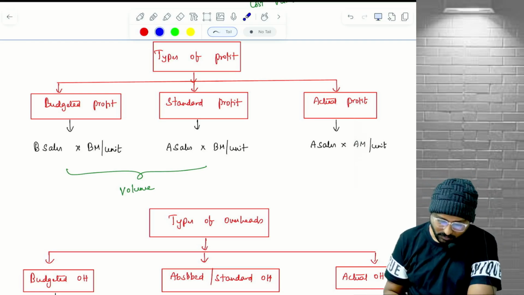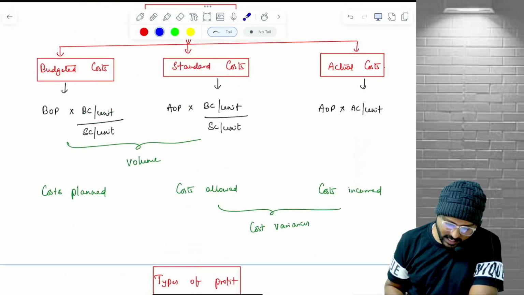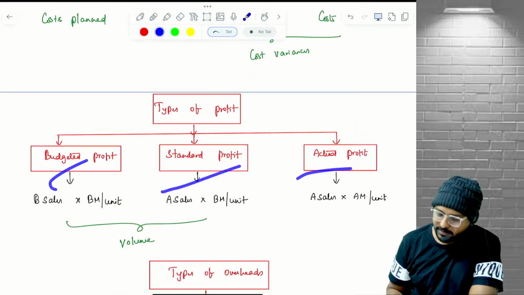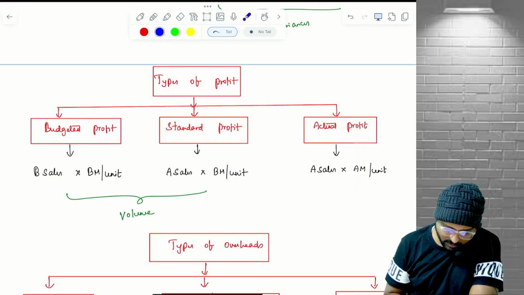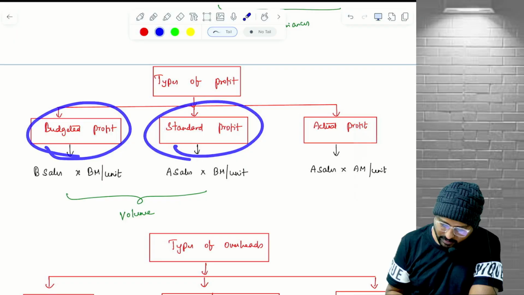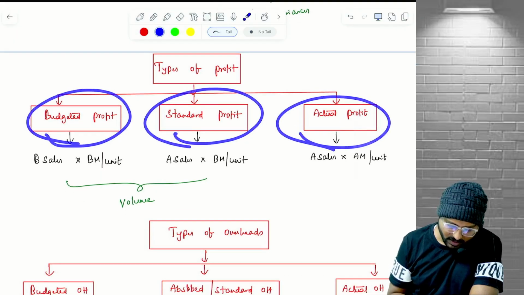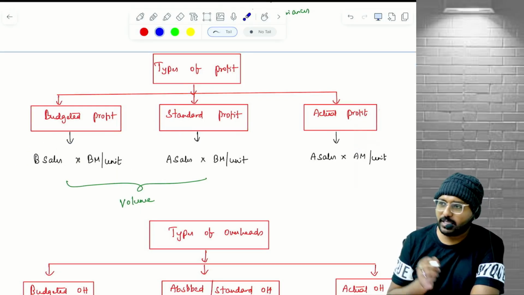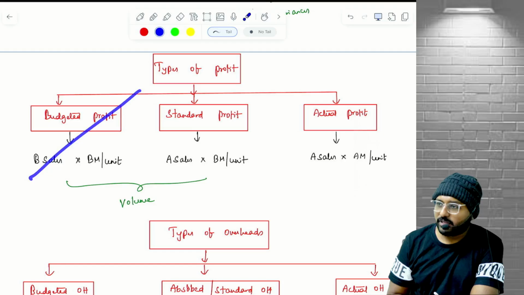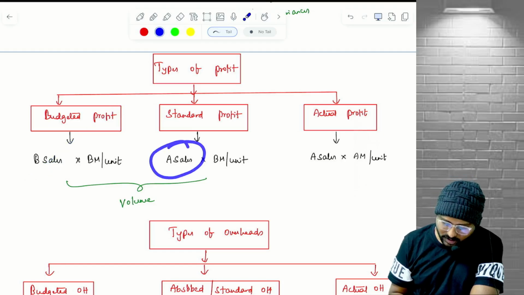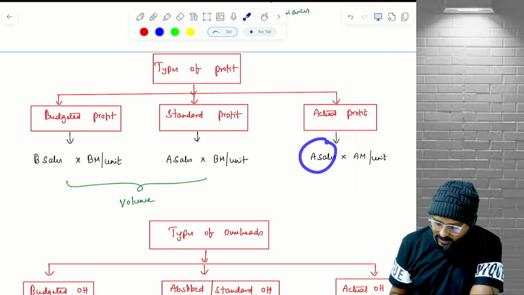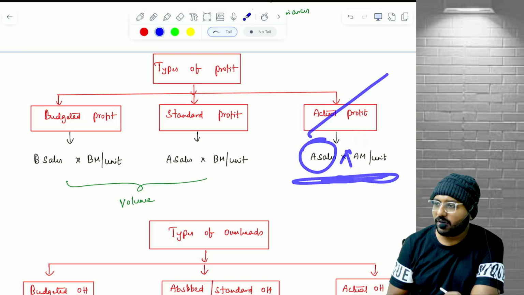Clear? Moving on. Same as cost, you also have three types of profit. What are the three types of profit? Budgeted profit, standard profit, actual profit. The logic remains the same. You take budgeted sales, you multiply with budgeted margin per unit. Margin means profit. You get budgeted profit. If you take actual sales and you multiply with budgeted margin per unit, you get standard profit. You take actual sales and you multiply with actual margin per unit, you get actual profit.